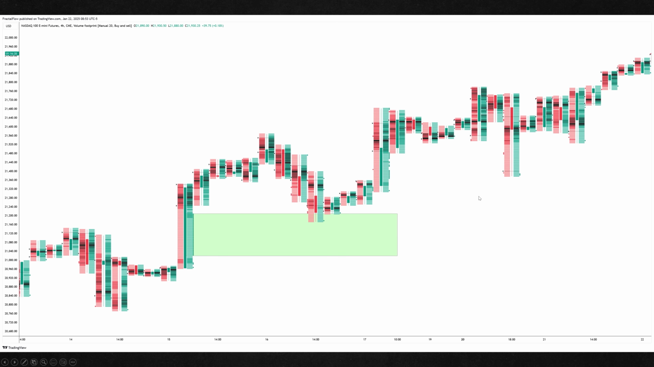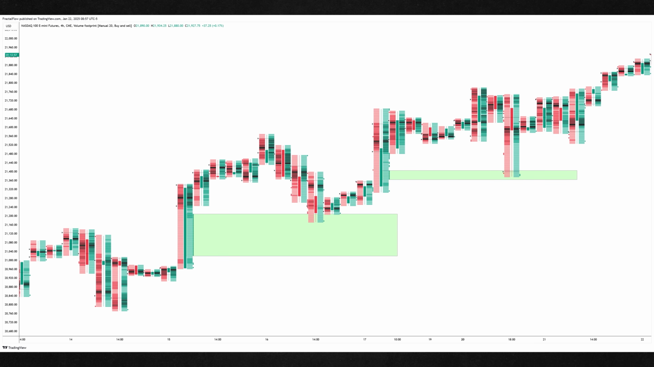In this next chart, you can see that I marked the largest ask stacked imbalance in the movement up. By extending the stacked imbalance to the right, it becomes obvious that the next retracement stops at the stacked imbalance in the same way it did in the previous example.